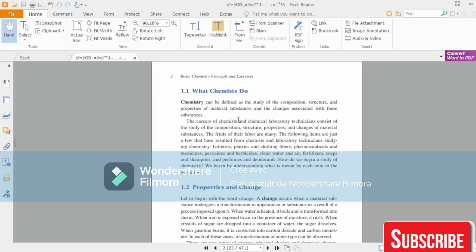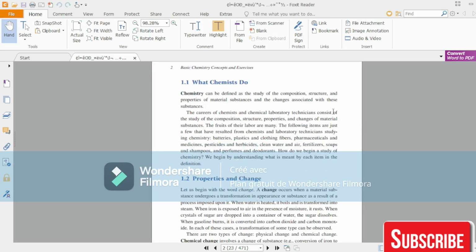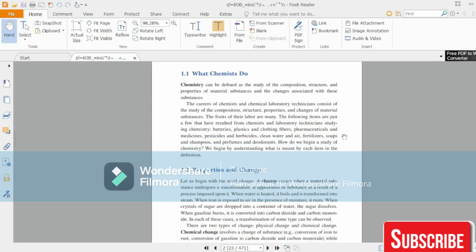So we begin with what chemists do. Chemistry can be defined as the study of the composition, structure, and properties of material substance, and the change associated with the substance. The careers of chemists and chemical laboratory technicians consist of the study of the composition, structure, properties, and changes of material substance. So the fruits of their labor are many.